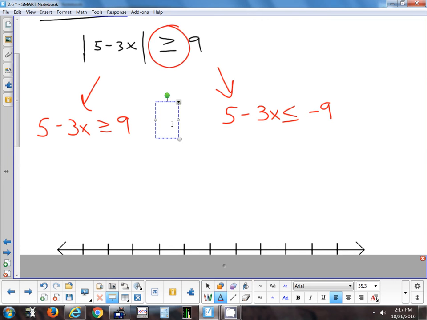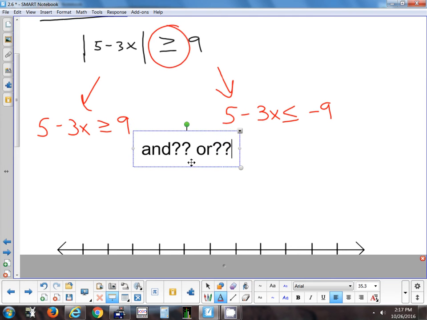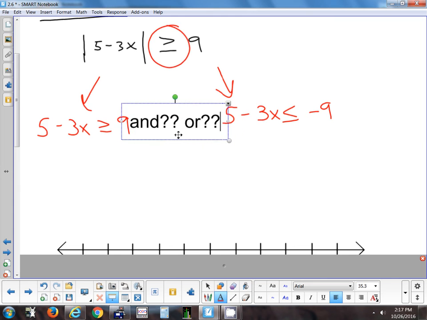Greater than or equal to. What does that translate to? Or what kind of a problem is that when I'm doing these type of problems? It's either greater than or equal to. Okay, I want to know if it's an "and" or an "or." Is this a greater than sign or a less than sign? So think "great-or," right? This is going to be an "or."